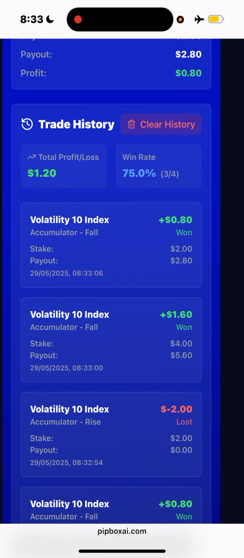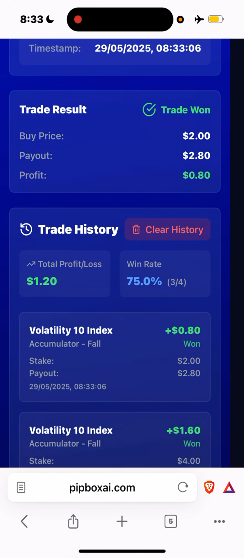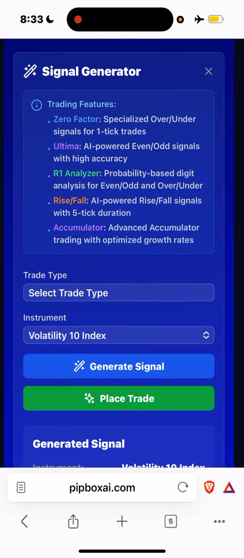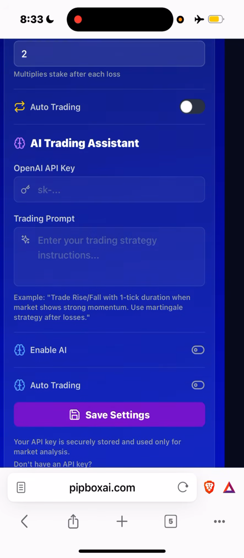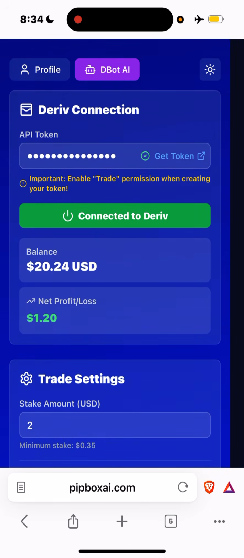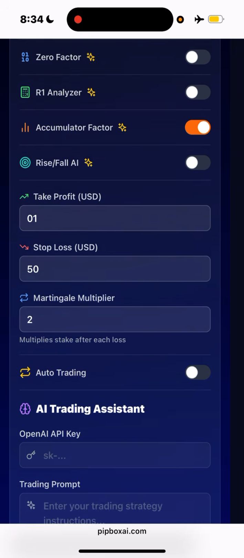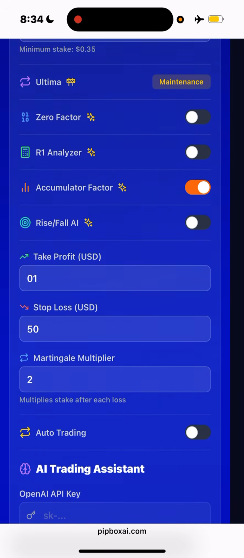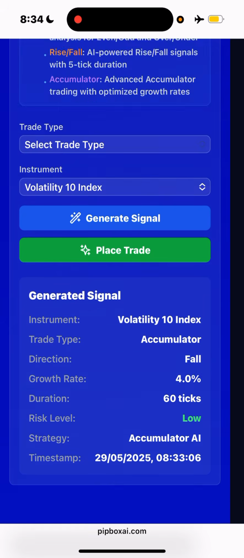But you know what, let's try it out. Let's just try it out and see if we'll blow the account or not. If we blow the account, it's okay. If we don't blow the account, then we make profit. Either way, we learn something new, and we are able to learn from our mistakes. So, still using accumulator factor, profit target is still set to 1.